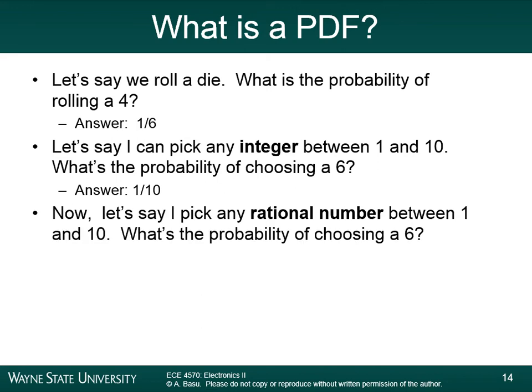Okay, now let's say I pick an irrational number between 1 and 10. What's the probability of choosing a 6? 0. I heard it. It's 0. Why is it 0?